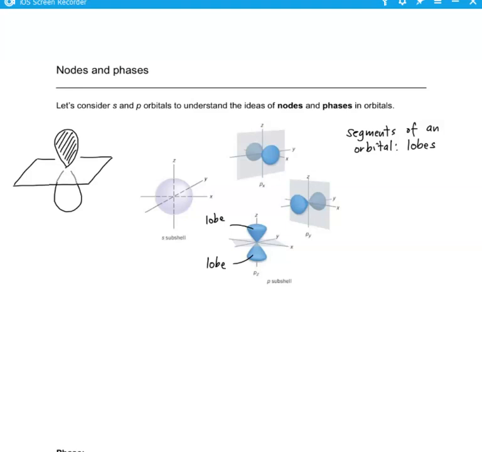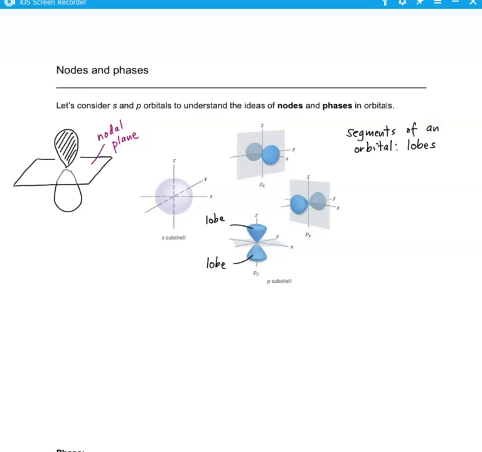Okay, so the lobe that I've shaded is on top of that plane. The plane is perpendicular to the page, and the lobe that I did not shade is below the plane. The plane itself is a node, and it's called a nodal plane.